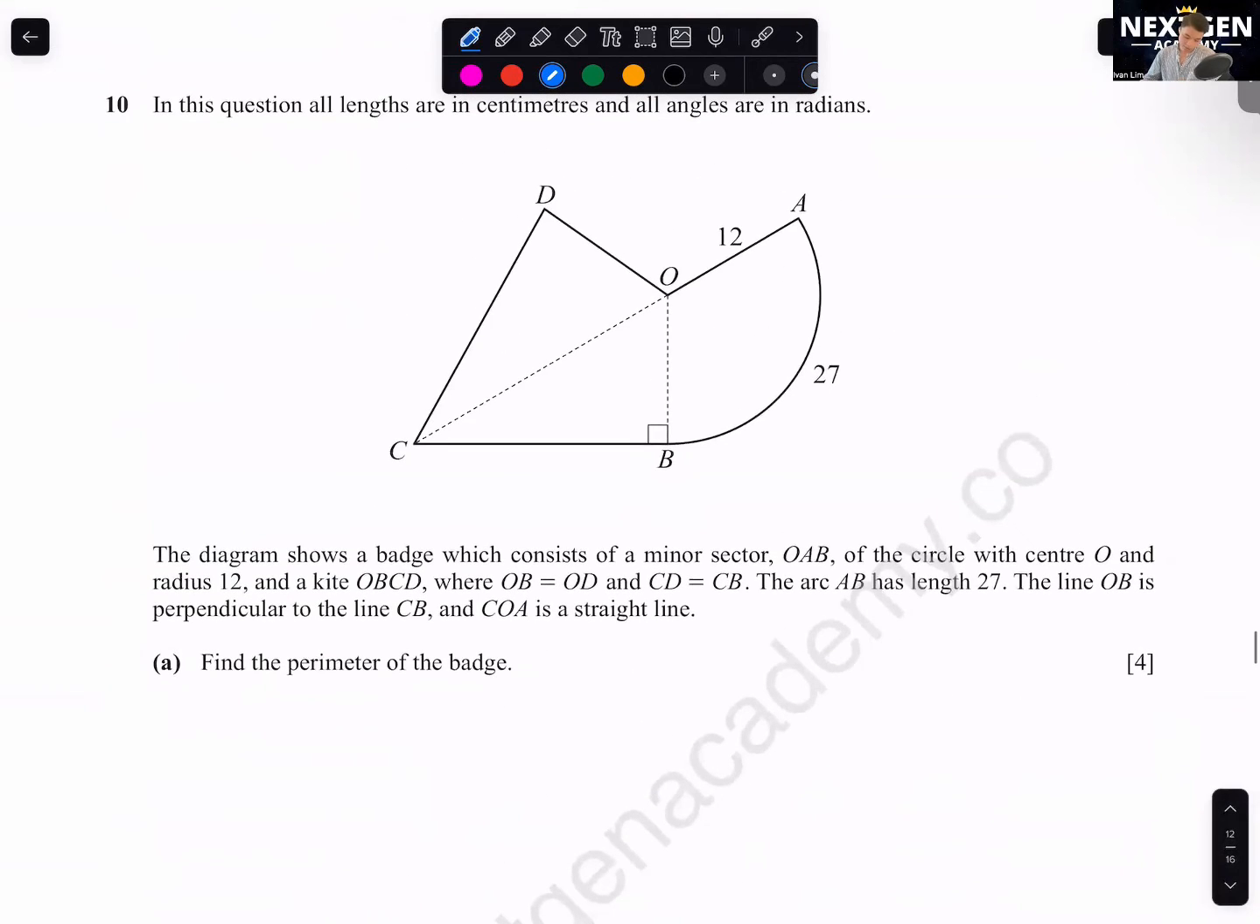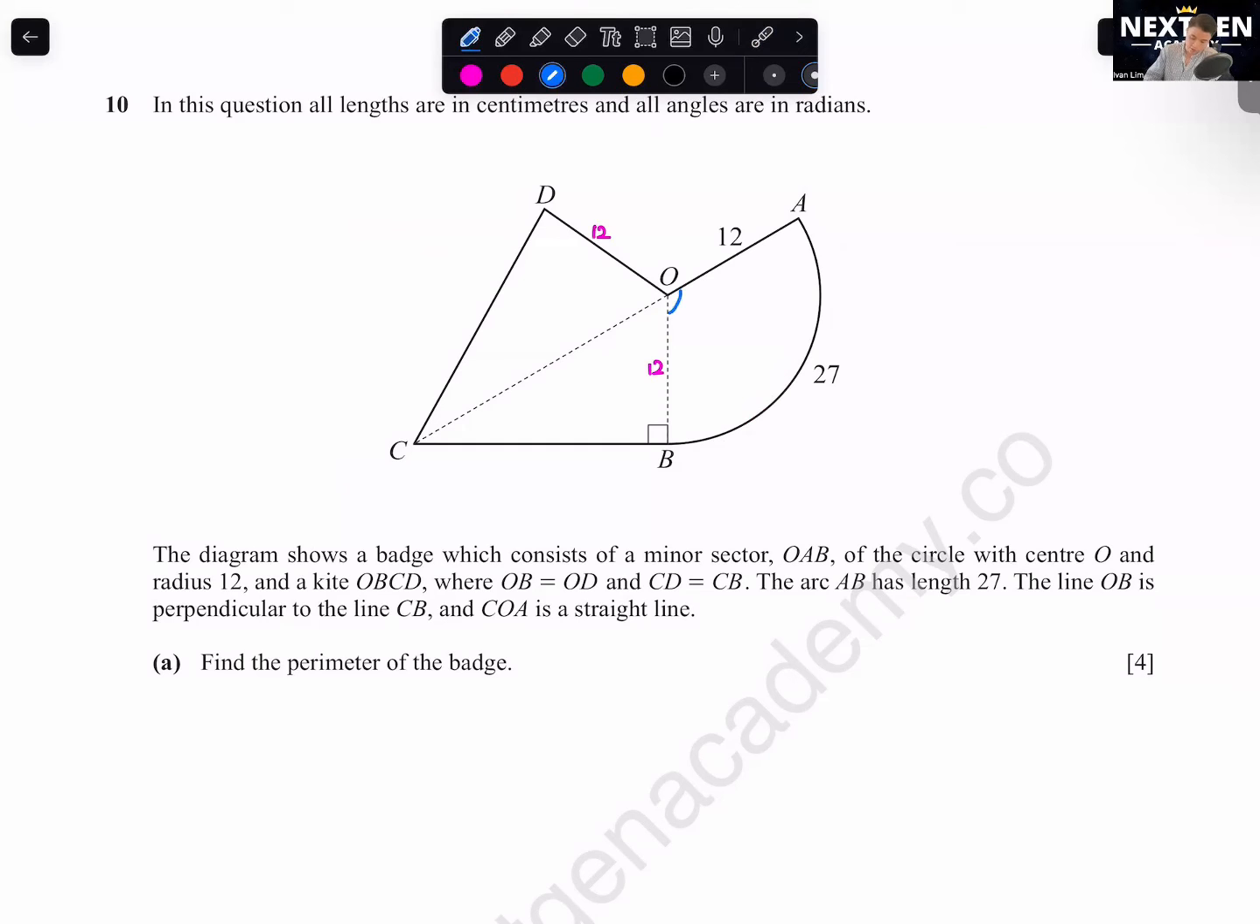Okay, question 10. Diagram shows a bench. Okay, they give us this few information here. Okay, they say this is a kite. Kite means all of this is the same. So first thing, we want to find perimeter of the bench. What's the first thing that we can find? They give us arc. We know here is 12, 12. Okay, here is also 12.